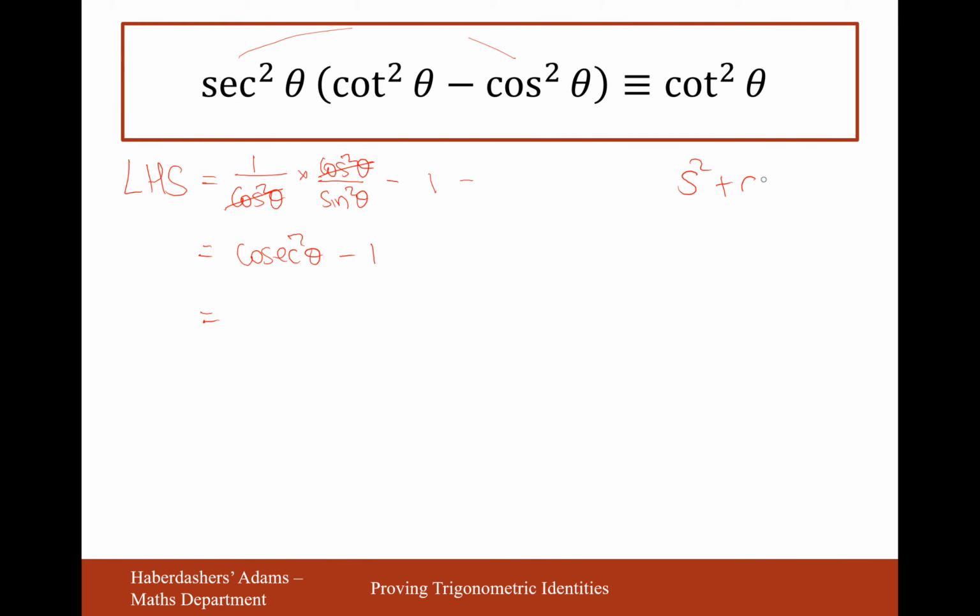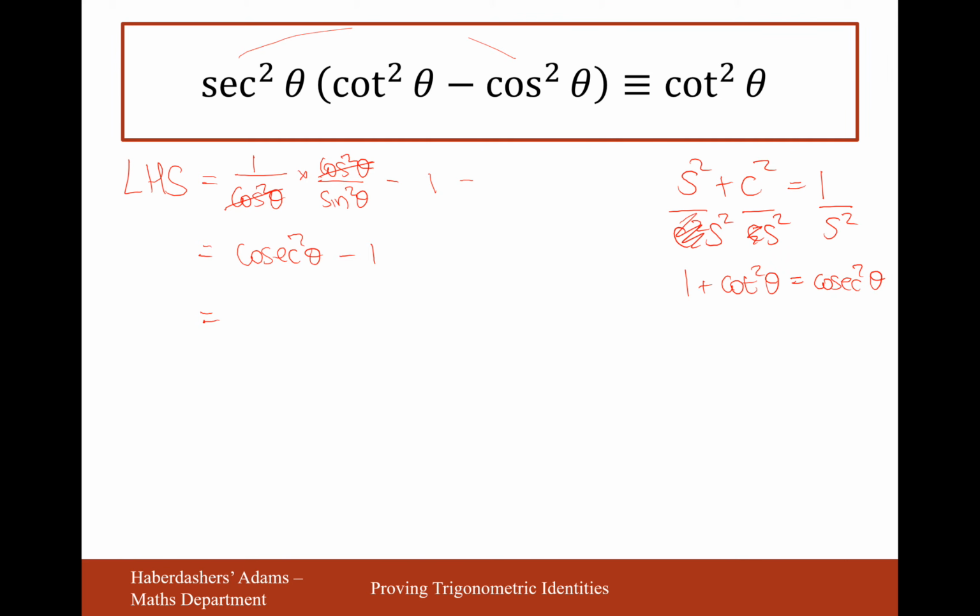If we take sine squared plus cos squared equals 1, and divide by cos, no, we don't divide by cos squared here, we divide by sine squared here. That was for the, cos squared was for the last one. We get 1 plus cot squared theta equals cosec squared theta.